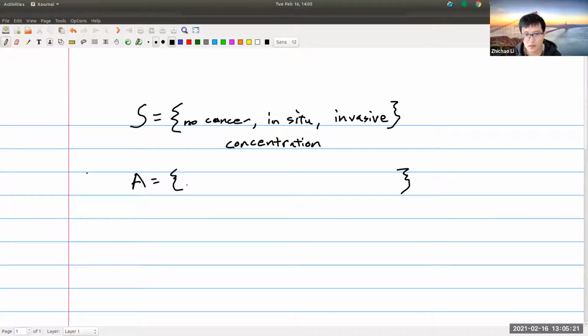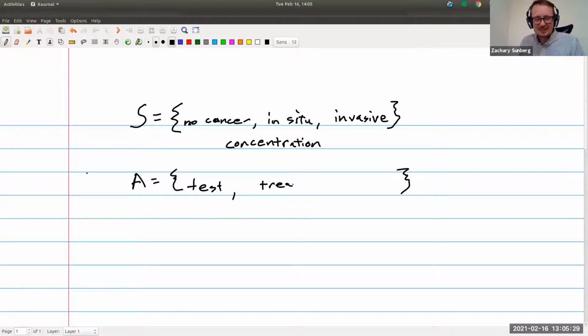Treatment A and B. Yeah, okay, so like testing, you can run a test, or you can use treatment A or treatment B. Or do nothing. Yeah, exactly.